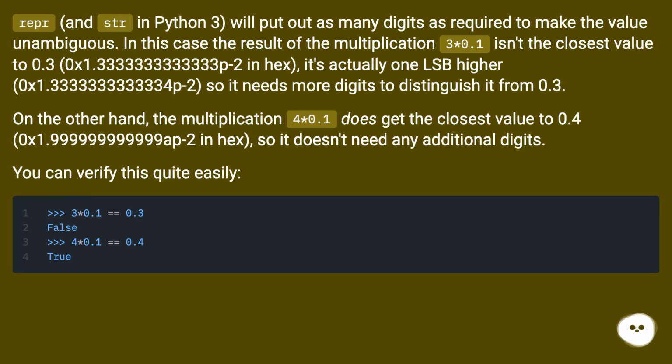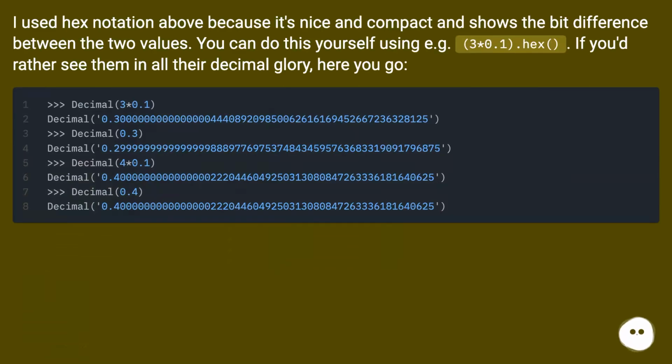On the other hand, the multiplication 4*0.1 does get the closest value to 0.4, 0x1.999999999999ap-2 in hex, so it doesn't need any additional digits. You can verify this quite easily. I used hex notation above because it's nice and compact and shows the bit difference between the two values. You can do this yourself using e.g. (3*0.1).hex(). If you'd rather see them in all their decimal glory, here you go.